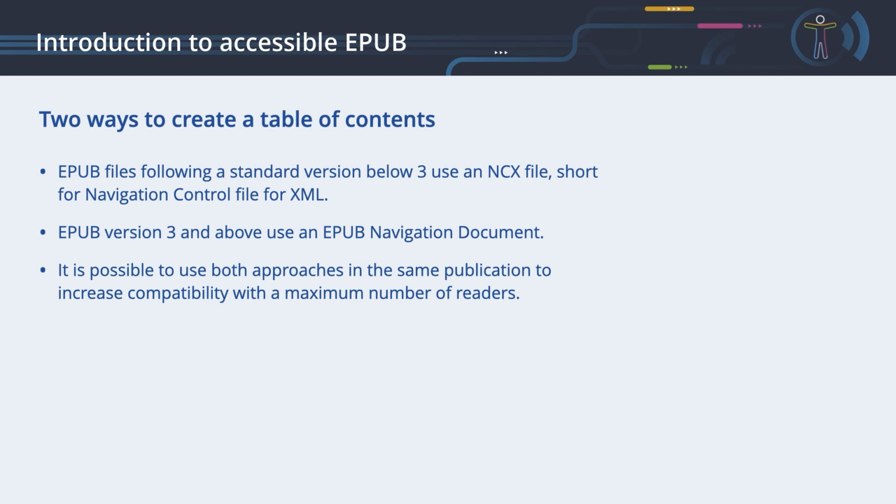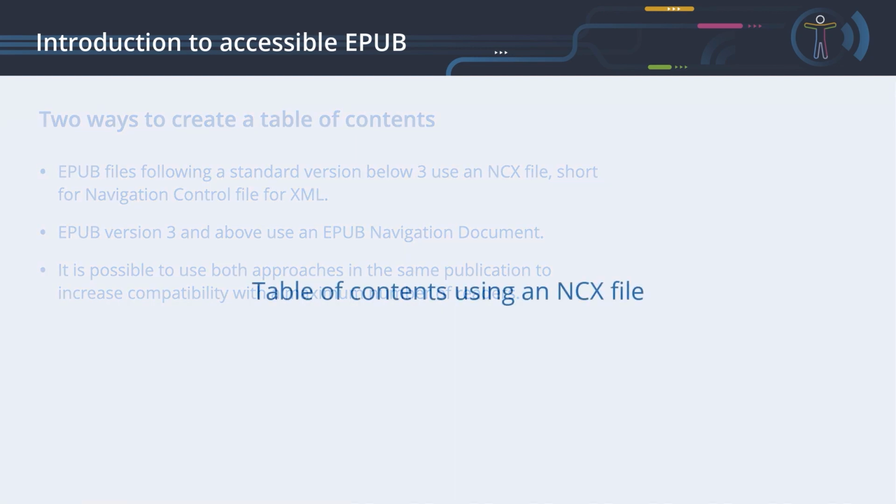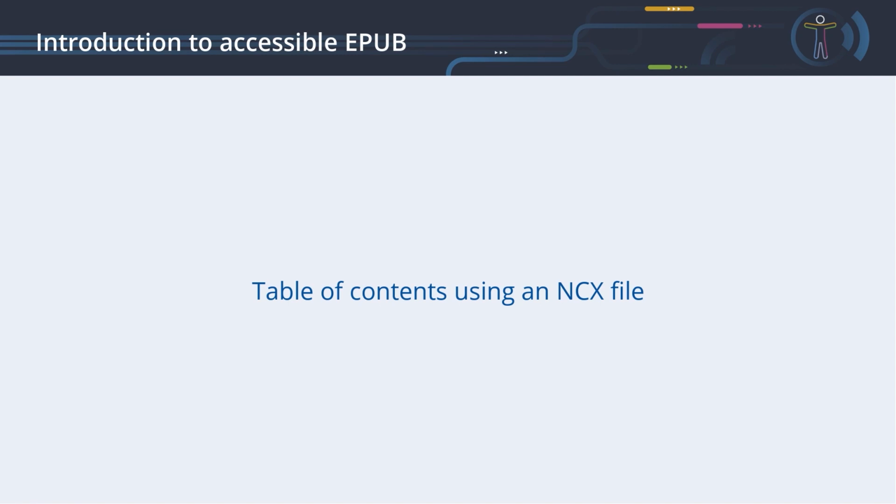Two ways to create a table of contents. EPUB files following a standard version below 3 use an NCX file for creating the table of contents. NCX is short for Navigation Control file for XML. Publications using EPUB versions 3 and above use an EPUB navigation document. We will have a short look at both of them. As a matter of fact, it is possible to use both approaches in the same publication to increase compatibility with a maximum number of readers. Table of contents using an NCX file.